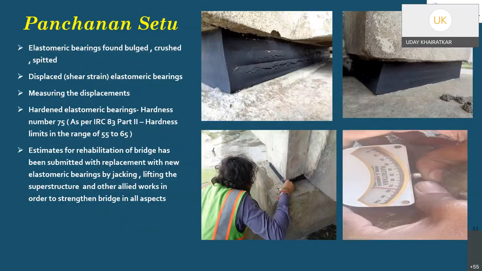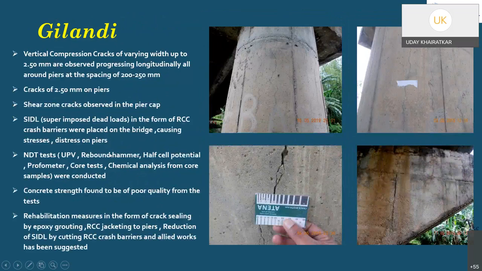There's one more bridge, the Panchanan Setu Bridge. Here also different distresses were observed. I'm just highlighting the detail, like the elastomeric bearing having cracks and deformed. One more bridge, Gilandi Bridge, where we have observed vertical compression cracks of width up to 2.5 mm, progressing longitudinally all along the pier. You can see the vertical crack on the pier.